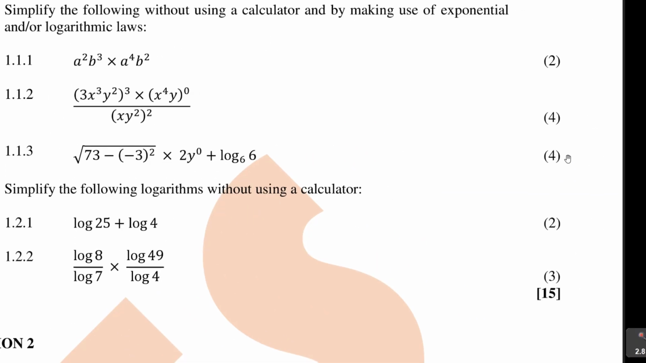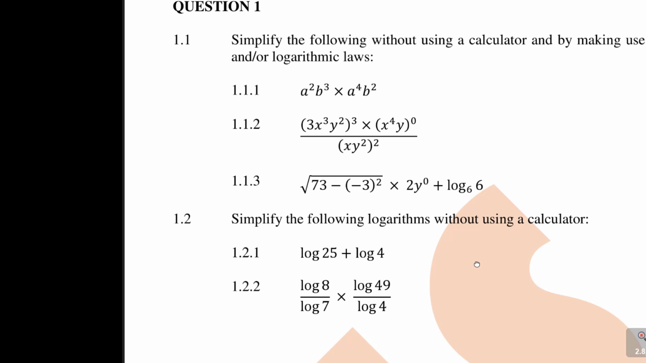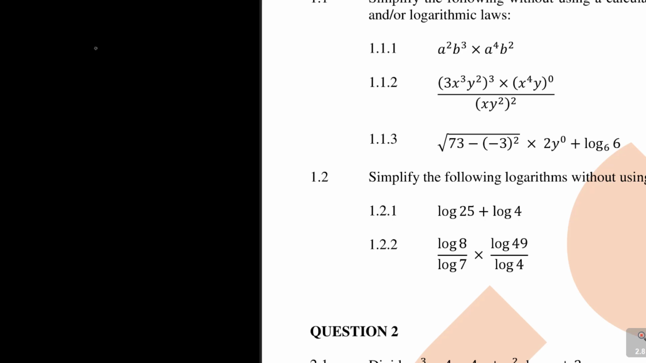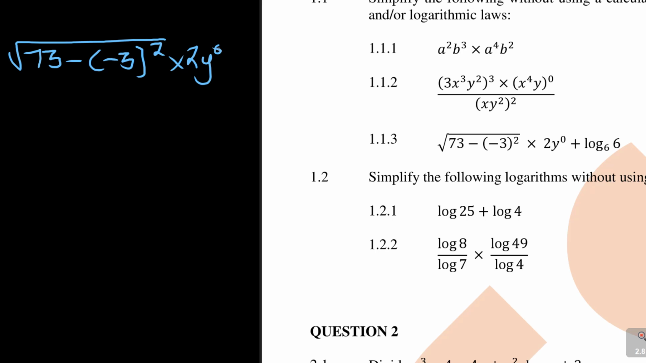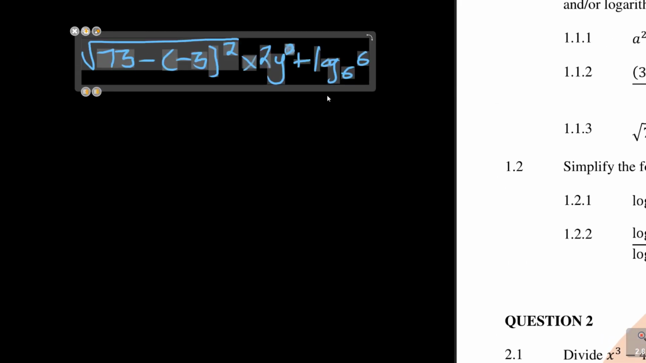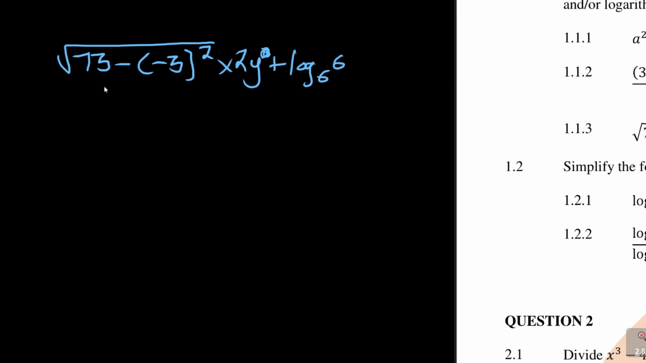Look at the next one. This is 4 marks. It says we are still simplifying using, they say, logarithms and the laws. So this one, it says here, let me write it, it's a bit long. It says we have got the square root of 73 minus (-3) squared and then times 2y to the power of 0. This is 0, sorry. And then plus log 6 of 6. You see, they were also testing a few things there. They made it 4 marks. Give me some ideas. Anything coming in your mind?